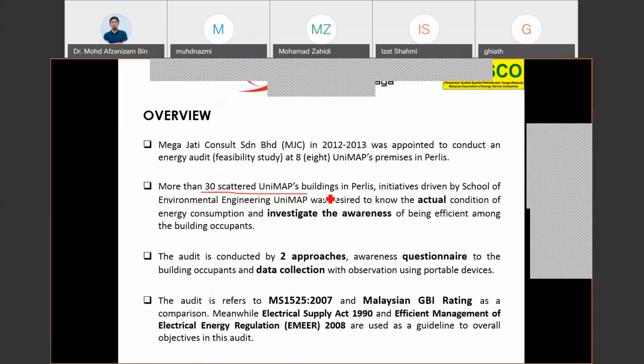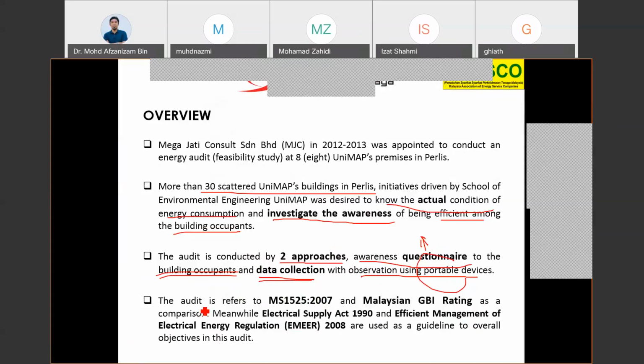Modern scattered energy in the building in Politeknik. Basically, the desire is to know the actual condition of energy consumption and investigate the awareness of being efficient among the building occupants. The audit is conducted by two approaches. First, a questionnaire to the building occupants, normally related to thermal comfort. Second, data collection, observation using a portable device. Portable device means that they bring their own equipment or gadget to do the monitoring.